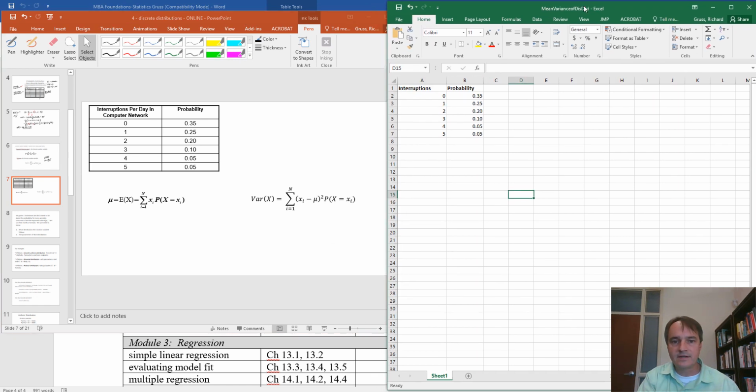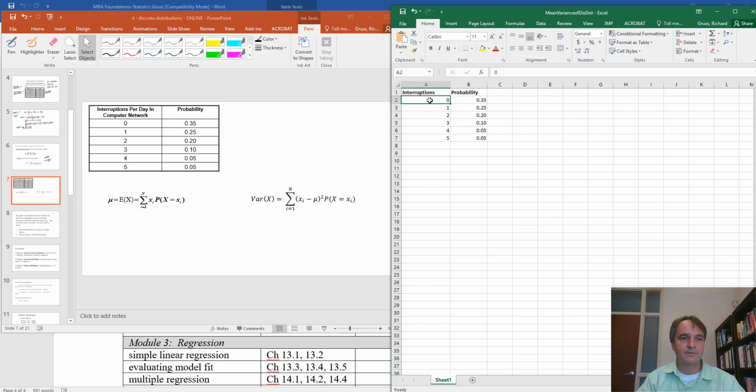All right, so over here in Excel, I've copied down the table. This is the number of interruptions, 0 through 5, and this is the probability for each. We're going to find the expected value of x, the variance of x, and then the standard deviation of x, and we'll do it by constructing from these expressions over here. The first thing we need to do is, we've got the probabilities, and we've got the x's, so we need to take the product of these.